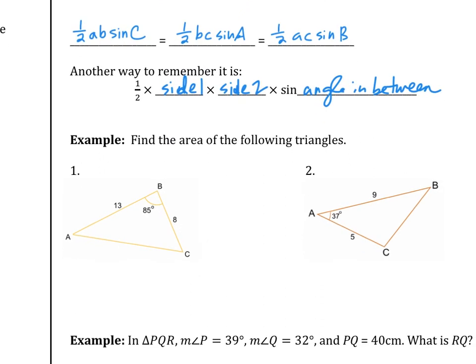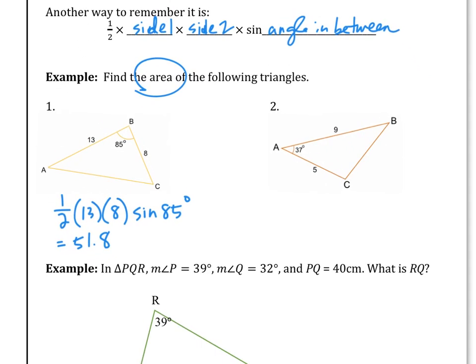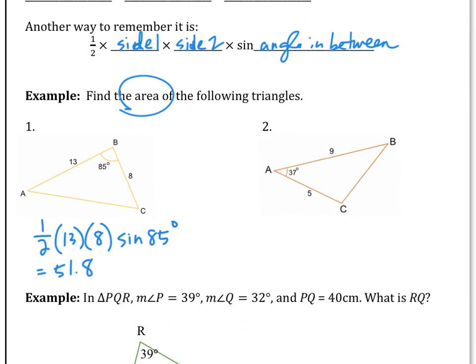All right, let's really quickly apply it. Looking at number 1, you're given 2 sides and the angle in between. That is convenient. To find the area, it's just going to be 1/2 side 1, side 2, and then sine of the angle in between. Please make sure you put a degree sign when you're talking about degrees. So 1/2 times 13 times 8 times sine 85 degrees is 51.8. Go ahead and pause this video and do number 2. Okay, you should have gotten 13.54.